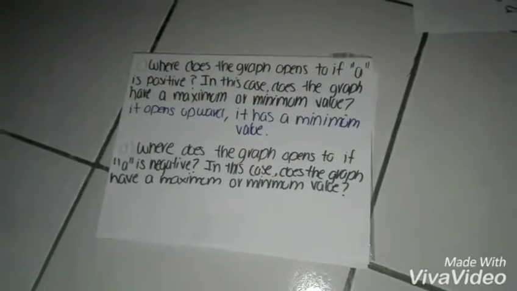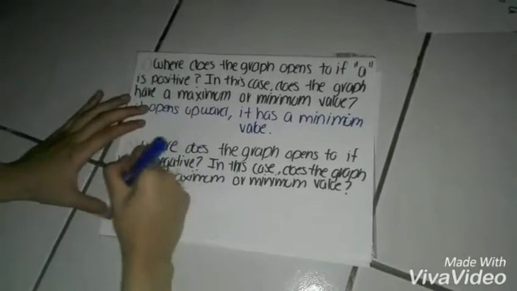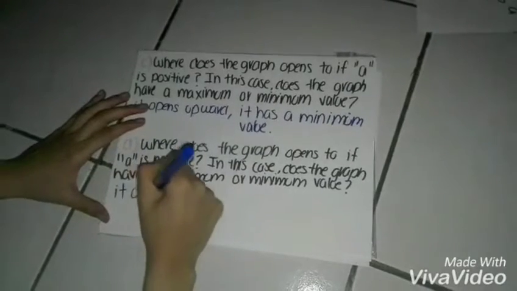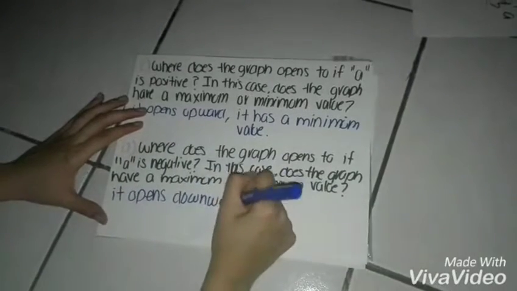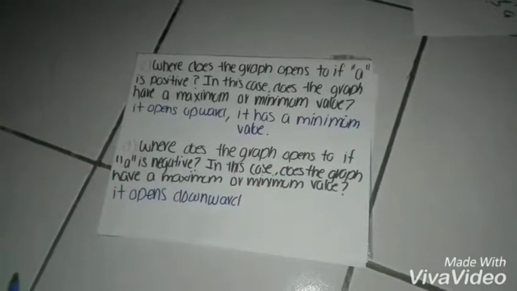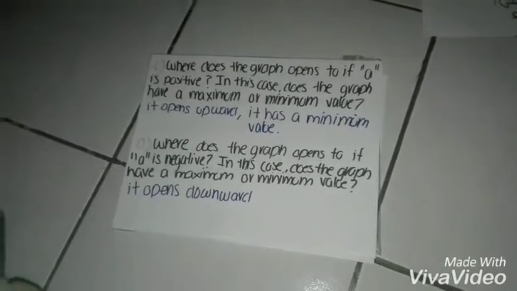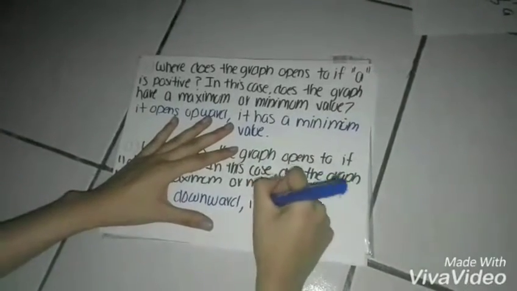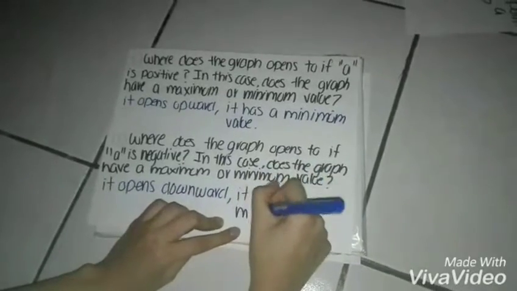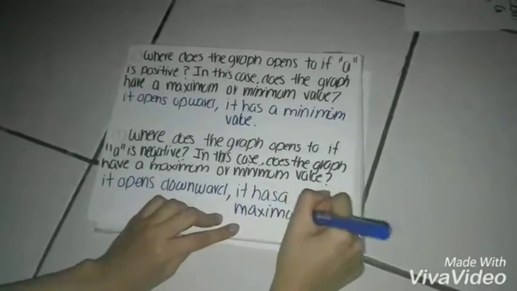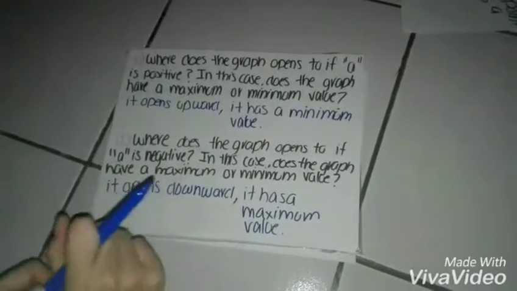Now, in letter D, where does the graph open to if a is negative? The graph opens downward. Now, in this case, does the graph have a maximum or minimum value? It has a maximum value.